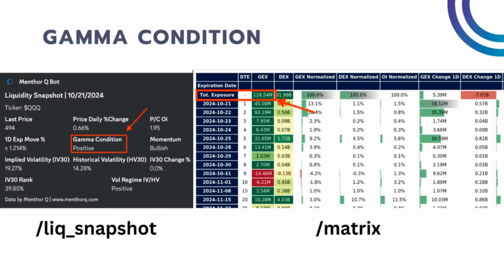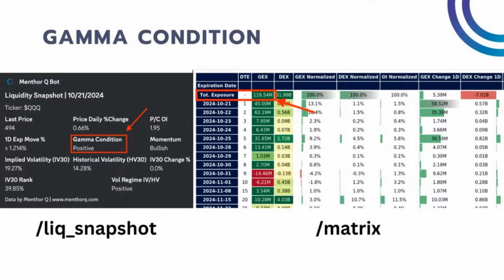All right, going back to where can we see this in the platform. You can see the gamma condition in different places. We showed you the bot command here. One is our liquidity snapshot, where really clearly you see at the beginning of the day if we are in a positive or negative gamma.